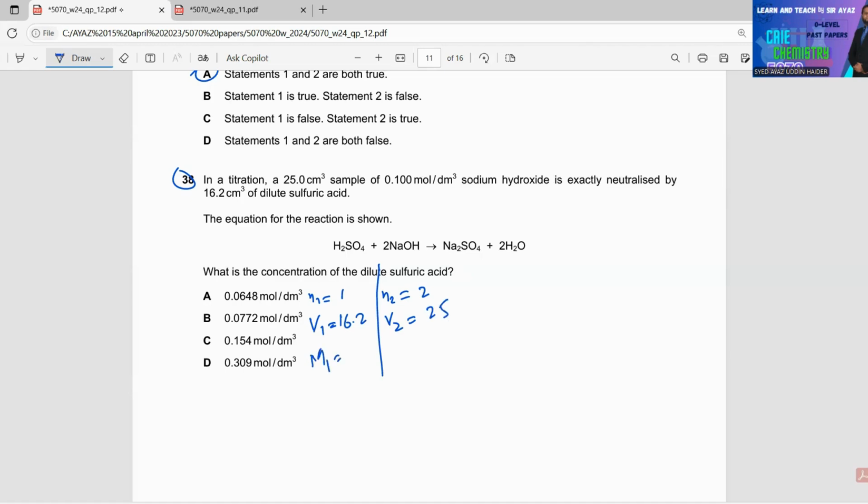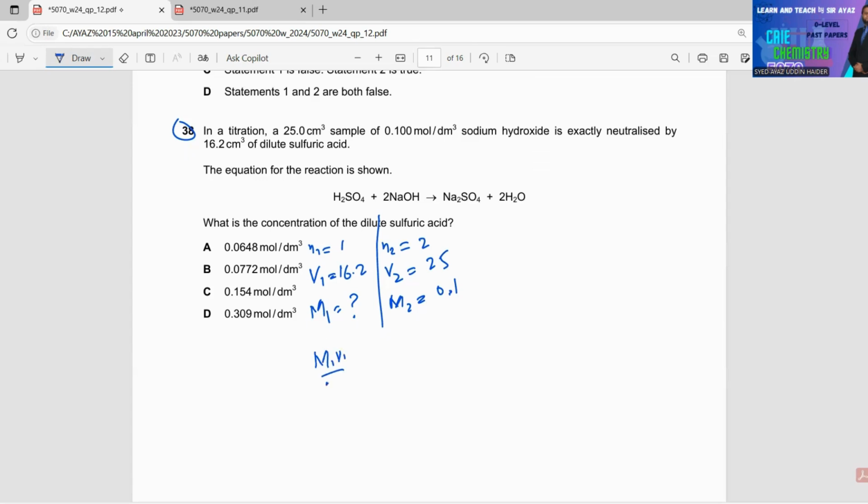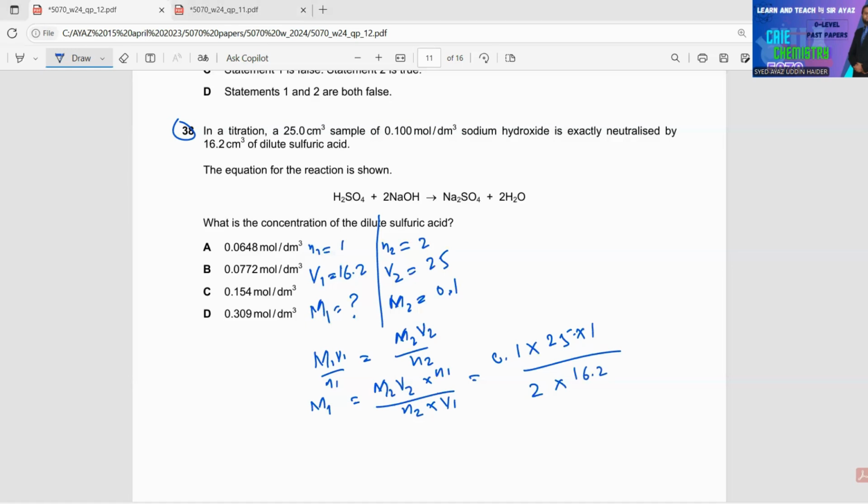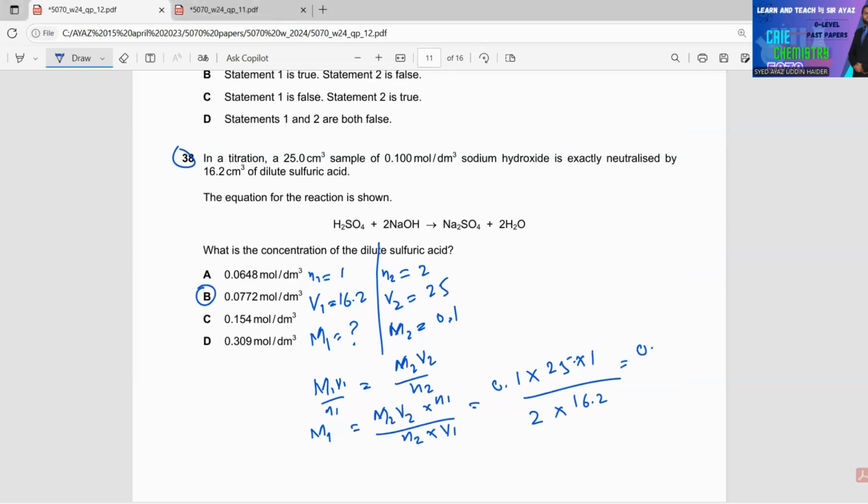M1 is the concentration of sulfuric acid. They want us to calculate it. M2 is given, which is the concentration of sodium hydroxide. It's 0.1 mole per dm cube. Use this formula: M1 V1 by N1 is equal to M2 V2 by N2. Rearrange the equation, you will get M1 is equal to M2 V2 multiplied by N1 divided by N2 multiplied by V1. Placing the values, M2 is 0.1 multiplied by V2, V2 is 25, N1 is 1, N2 is 2, V1 is 16.2. So 0.1 multiplied by 25 multiplied by 1 divided by 2 divided by 16.2 gives 0.077. So B must be the right answer in this case.